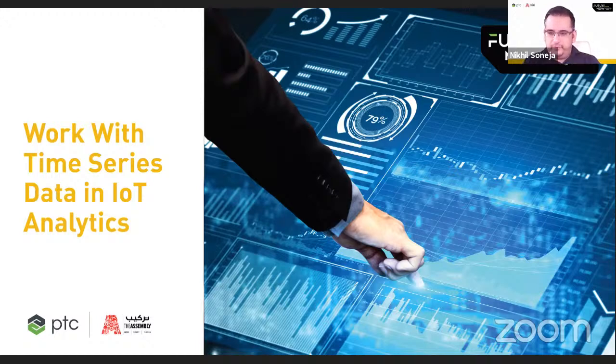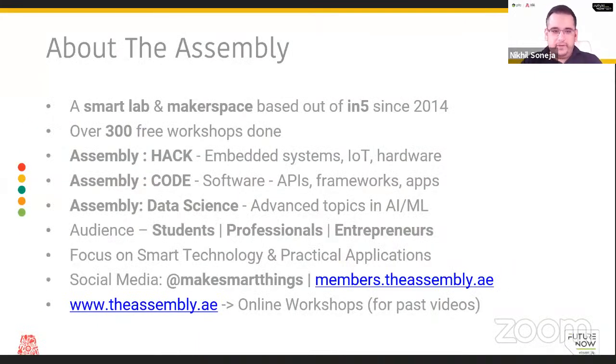First, before we continue with the main topic at hand, a little bit about the assembly. Many of you might be coming here for the first time. The assembly is a smart lab and makerspace based out of In5, in Dubai Knowledge Park, right next to the tram station. We focus on smart technology, and one of the main ways we do that is by engaging the community in workshops. Every week we try to do a free workshop for the community.